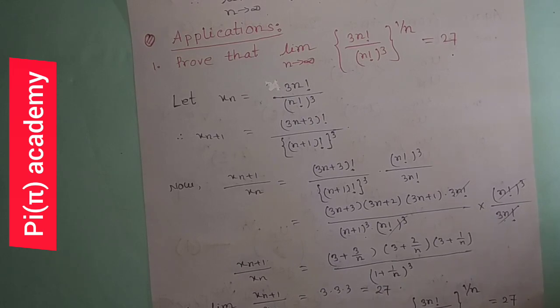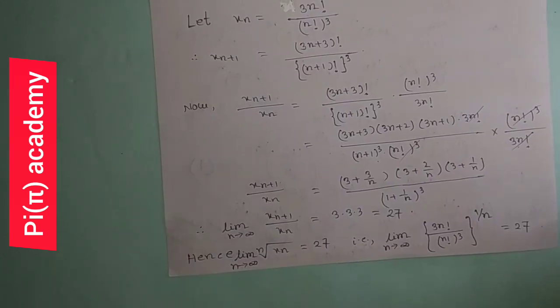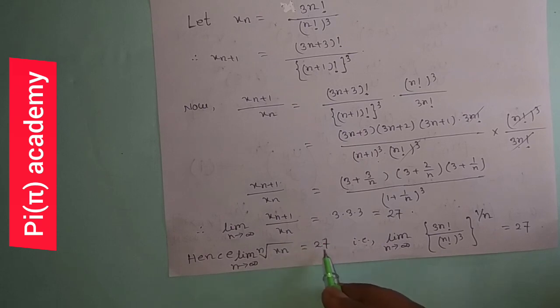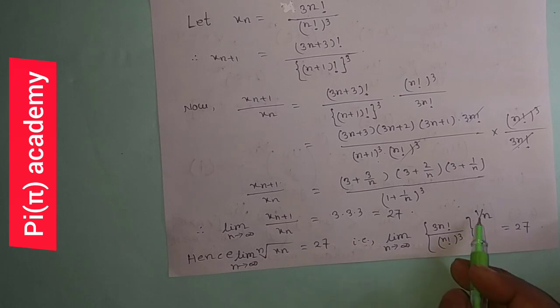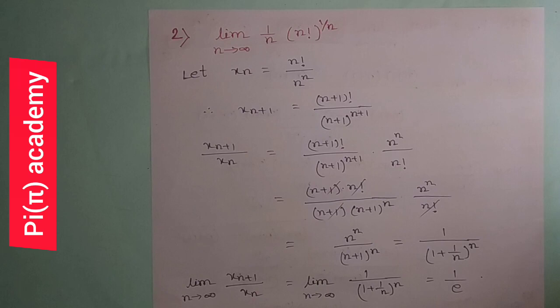Hence by Cauchy's second limit theorem we can write limit n tends to infinity nth root of x_n is also 27. That is, limit n tends to infinity of (3n factorial divided by (n factorial) whole cube) whole to the power 1 by n equals 27. Now there is another example.